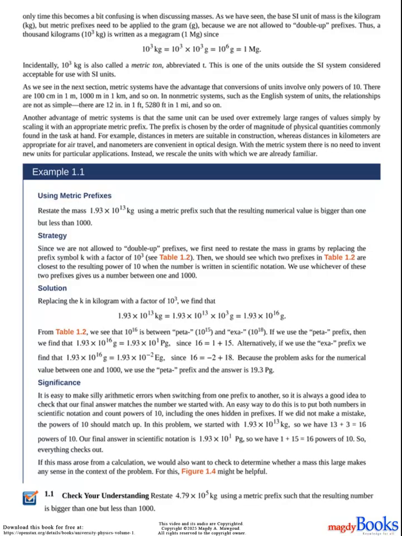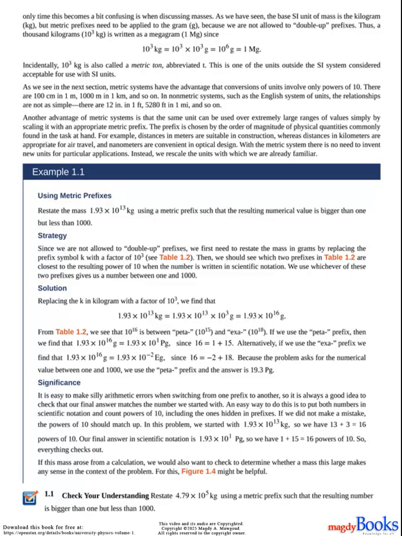Strategy. Since we are not allowed to double up prefixes, we first need to restate the mass in grams by replacing the prefix symbol k with a factor of 10^3. See Table 1.2. Then, we should see which two prefixes in Table 1.2 are closest to the resulting power of 10 when the number is written in scientific notation. We use whichever of these two prefixes gives us a number between 1 and 1000.